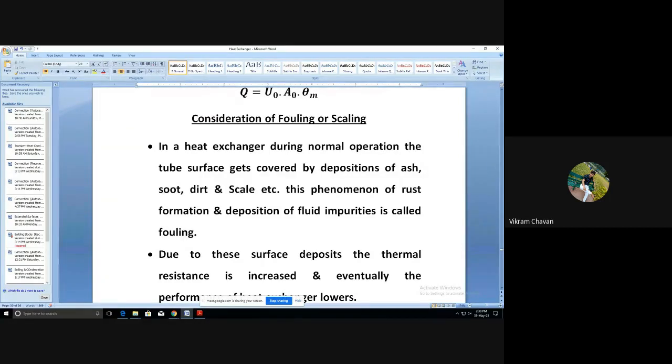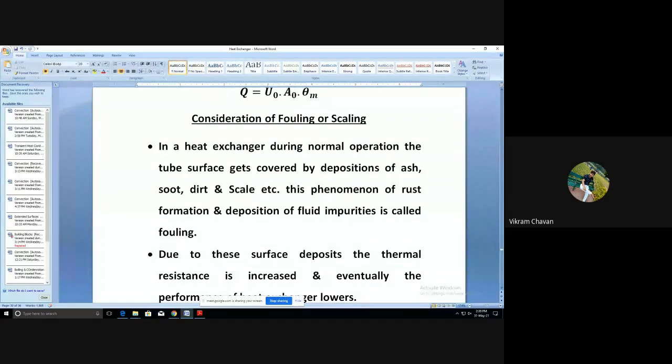Initially we are considering the resistance of a wall only, but due to the formation of scaling, or fouling, on the heat exchanging surface area, one extra resistance will get added for the heat transfer. Due to that, the effectiveness of heat transfer, or the efficiency of a heat exchanger, will get decreased, or the performance of heat exchanging will get decreased.